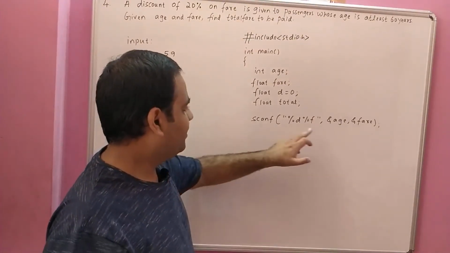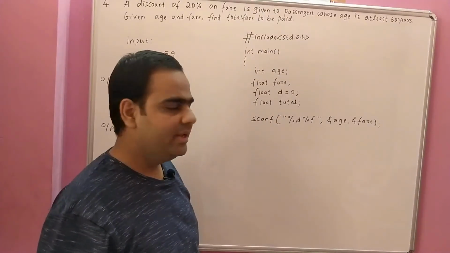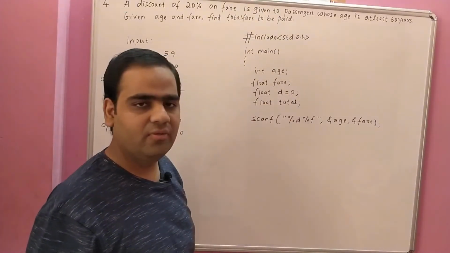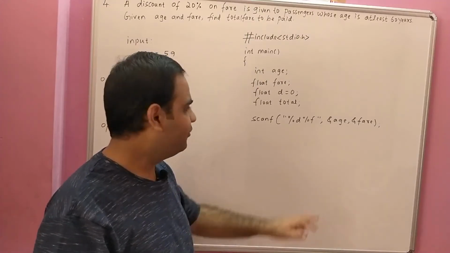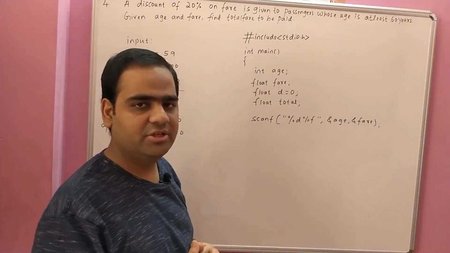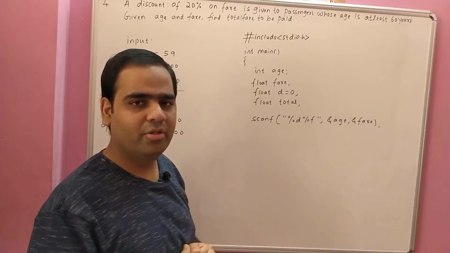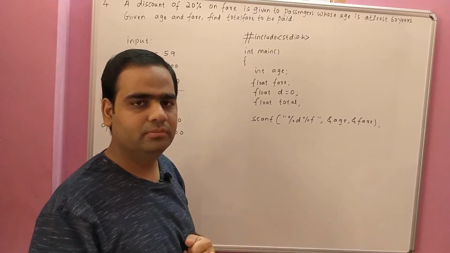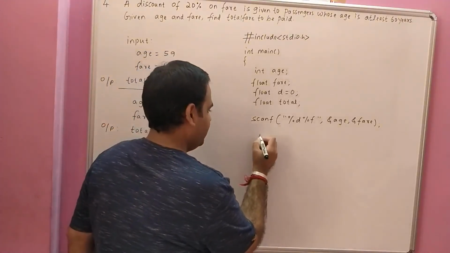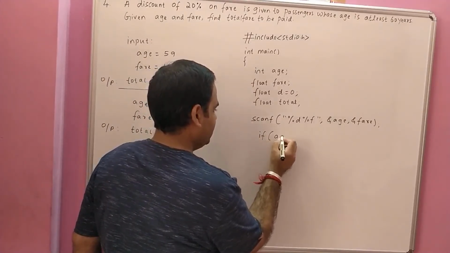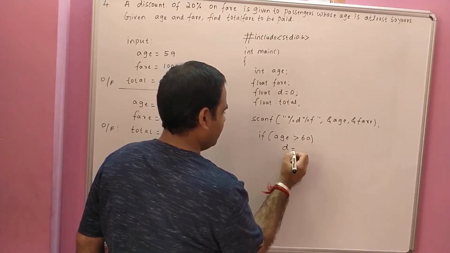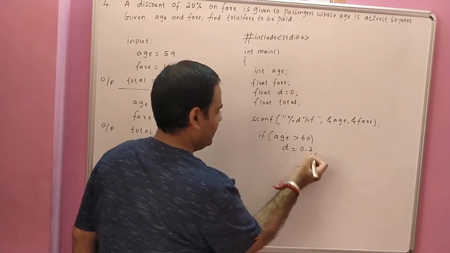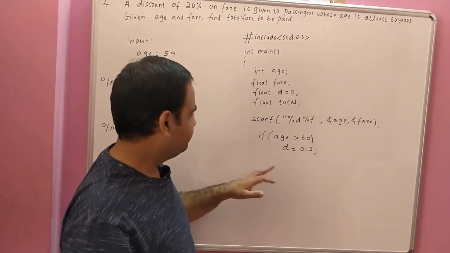Now what are we given? We are given age and fare. The initial value of discount D is equal to 0. The discount will become 20% only if the age is at least 60. I want you to pause the video and write down the code. Okay. If age is greater than or equal to 60, then we say discount is equal to 20%, that is 0.2.